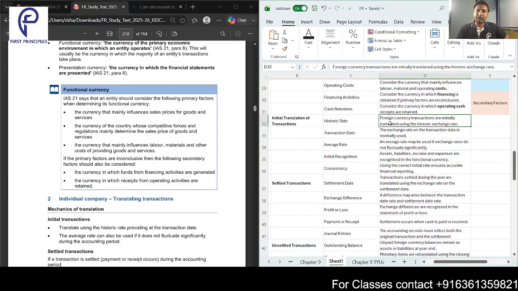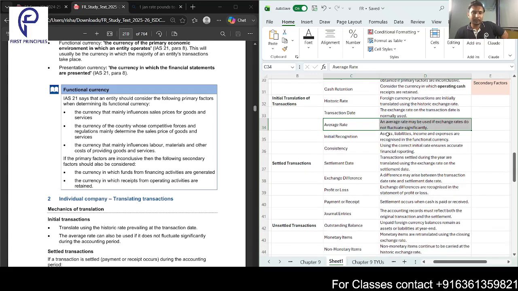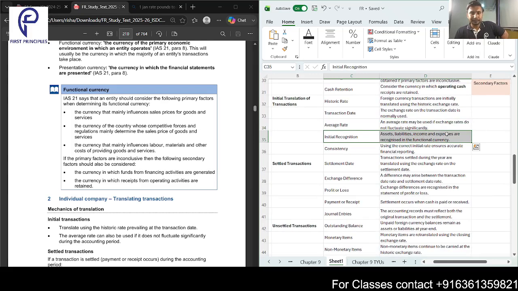So initially, when you make the journal entry, you record it at the historic rate. Foreign transactions are initially translated at the historic rate when the transaction happens. Journal entries via the historic rate. The exchange rate when the money is paid or when the transaction is settled, that day we use the rate on the transaction date. Next, average rate, again, it's an average of the rates from the start of the year to the end of the year. Initial recognition: initially, they recognize in the functional currency all the assets and liabilities. Consistency: use the correct initial rate, which ensures accurate reporting. So it's important to use the correct rate.